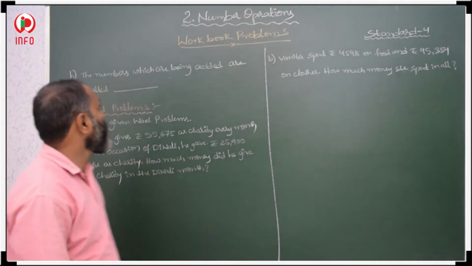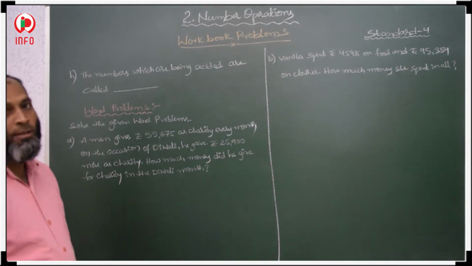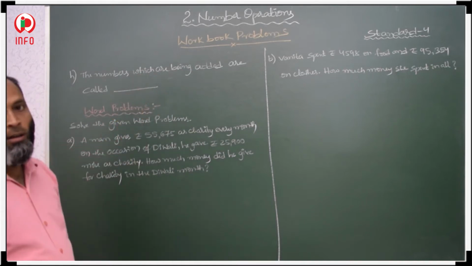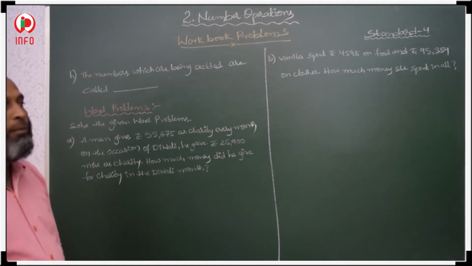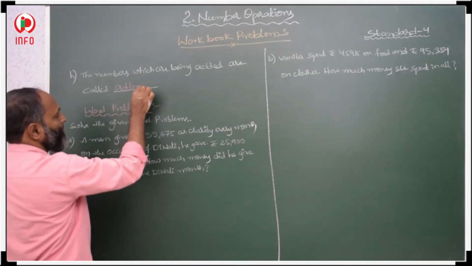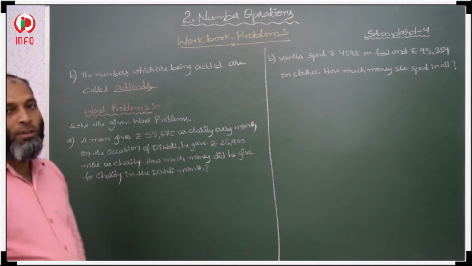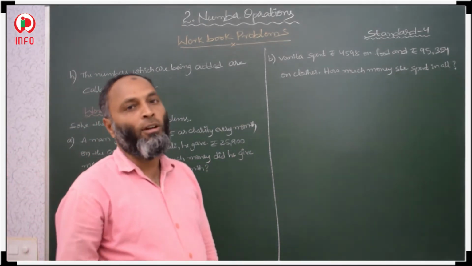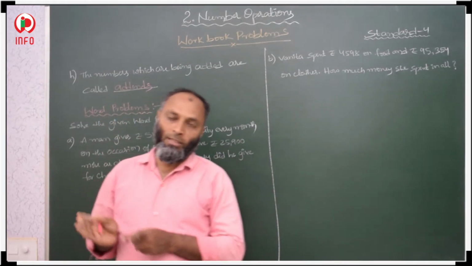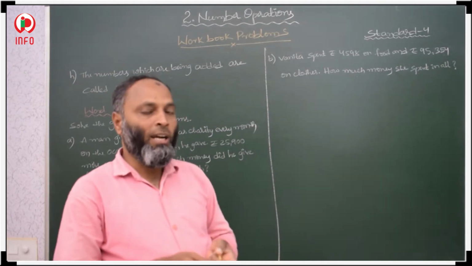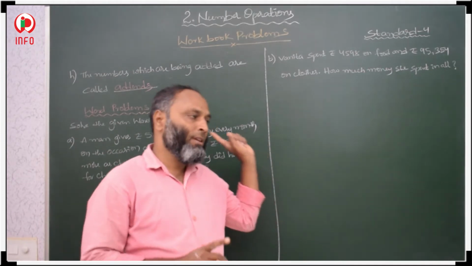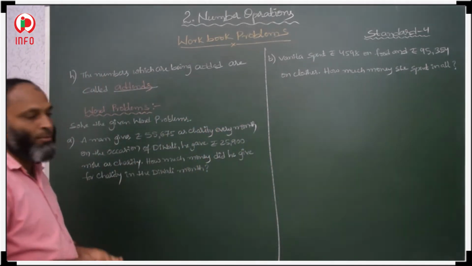Yes, now students. In the blank, one more blank is left. The numbers which are being added are called what? They are called addends. In addition, the numbers which we are going to add are called addends, but the answer is called the sum. Whatever answer we get is called the sum. So all the numbers we are going to add are called addends. Okay, so this last bit we left.